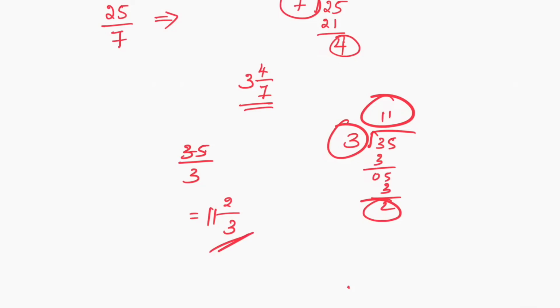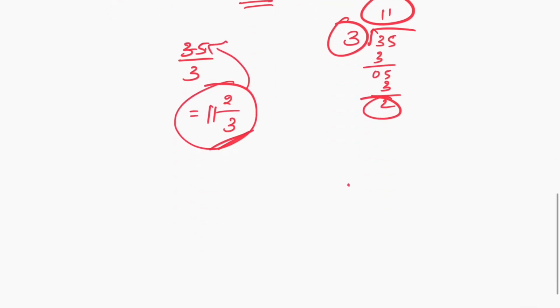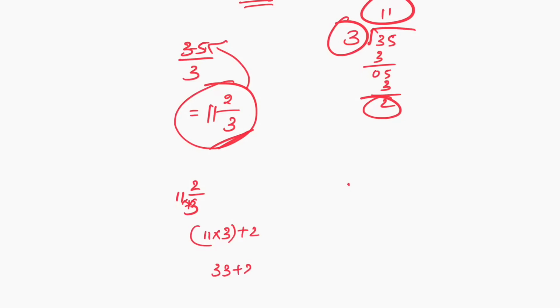Similarly, converting a mixed fraction into an improper fraction. When I convert this fraction, I should get back my improper fraction, right? How do we convert 11, 2 by 3? I will multiply 11 into 3 plus 2. That is the denominator into the integral part plus the numerator. 11 into 3 is 33, 33 plus 2 is 35, by 3. So 35 by 3 will be your answer. Did I get it back? Yes. This is how we will solve.